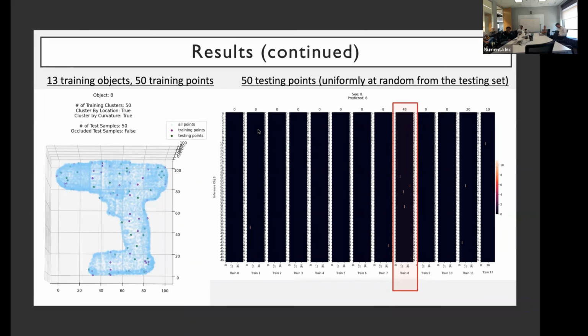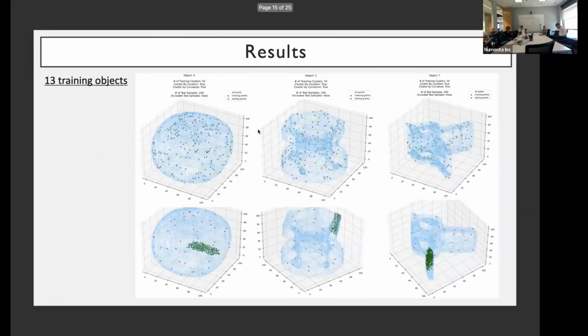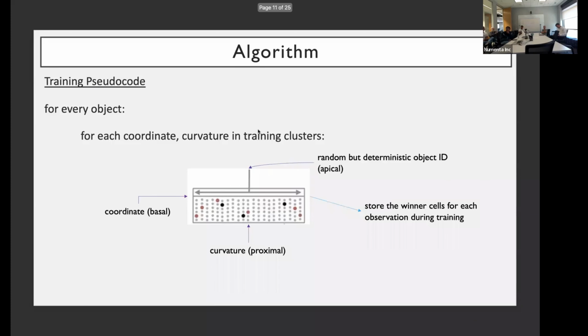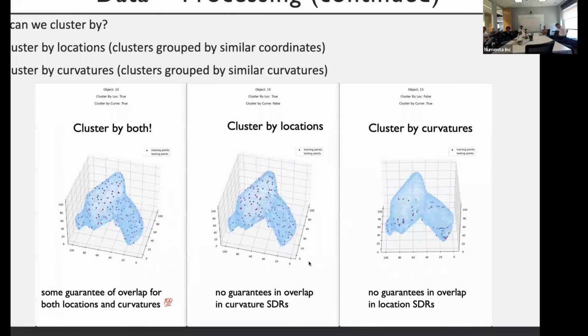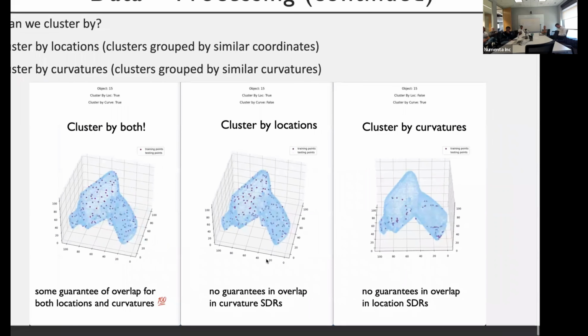That's a great question. I didn't include that in the slides because it didn't work so well. I'll show that if you go all the way back. As in just using the location information, so you're only clustering by locations. I did try this.